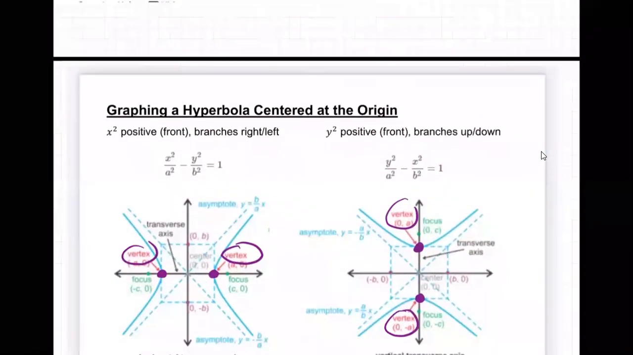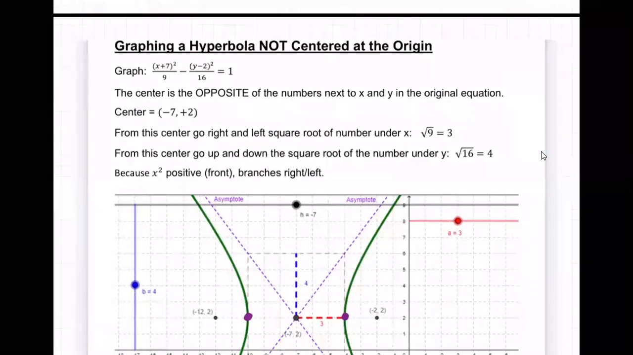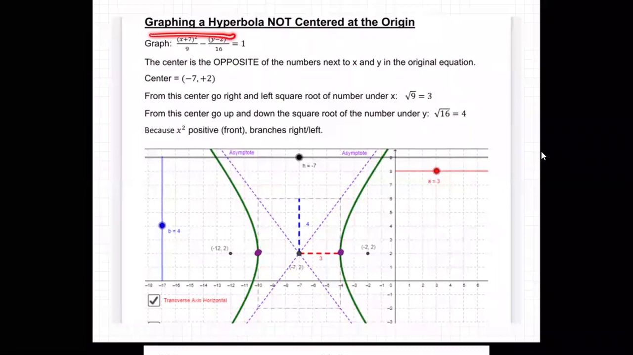Well, you go back down to the notes again. Graphing a hyperbola not centered at the origin. Notice from the center, go right and left the square root of the number under x. That's what I'm looking for, right? That number underneath x here. The square root of it ends up being this amount that goes to the right. And of course, it's also 3 to the left.